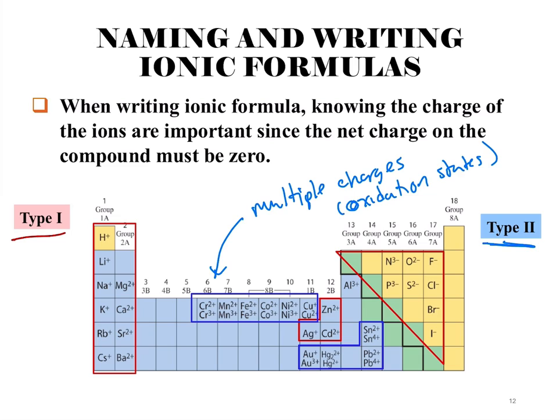Right, and so these are going to be, in general, transition metals and other heavy elements that have like D or F orbitals.